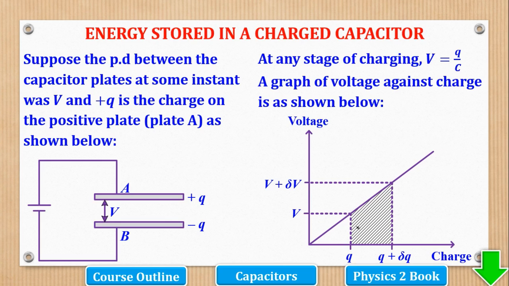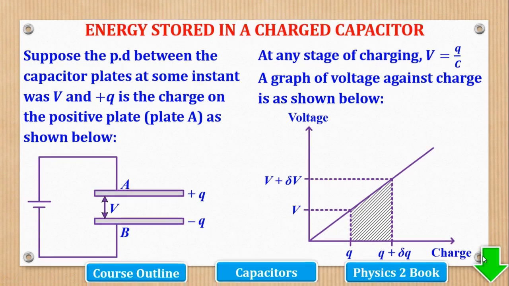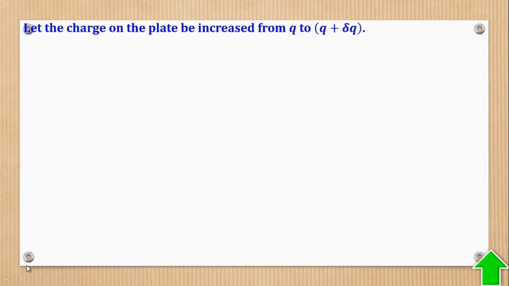So we are shading this area. Why do we shade it? We shall see in the next slide. So this is what I've said, that let the charge on the plate be increased from Q by a small change in Q.